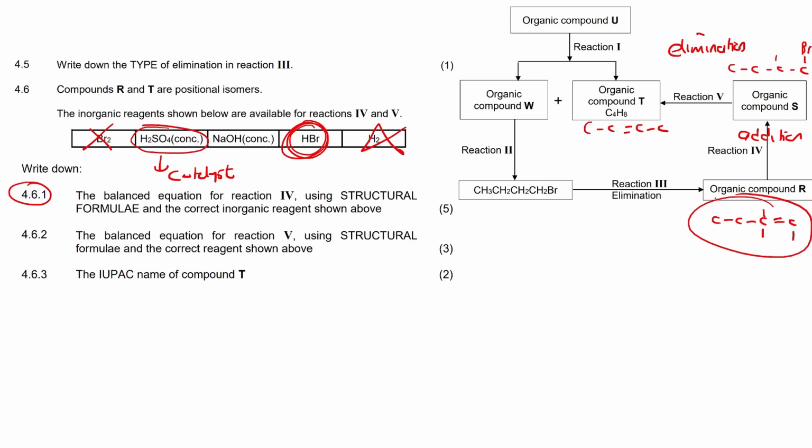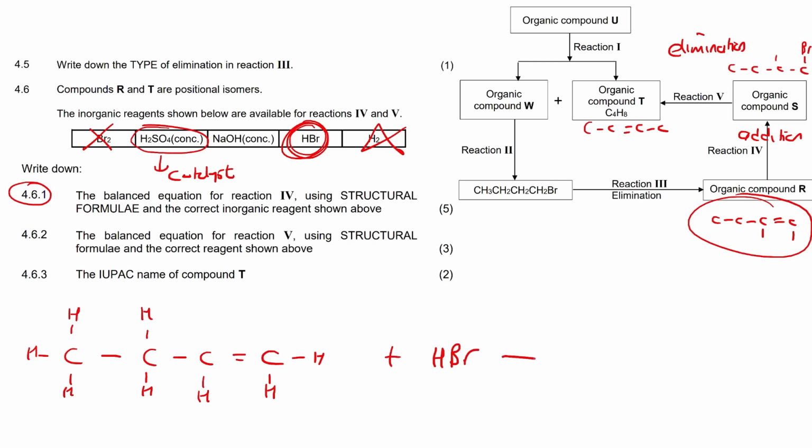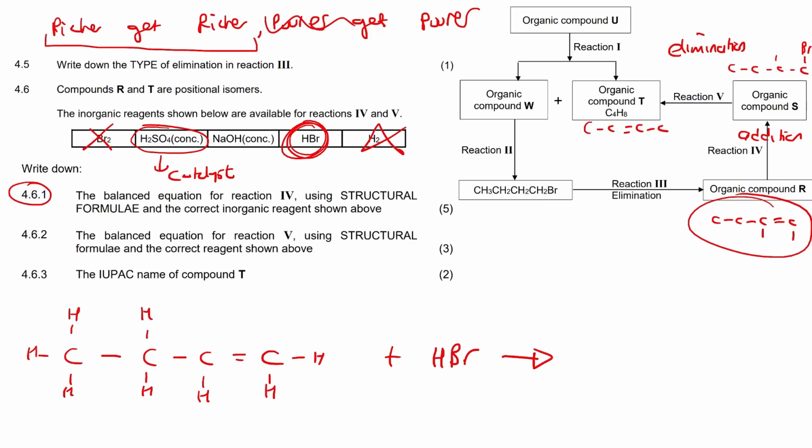So let's go write out what we have at compound R so long. We've got that over there, and then the rest is obviously all hydrogen. Okay, and then we're going to add HBr. And then to work out your products, well, here's where we're going to use Markovnikov's rule. So, you know, the richer get richer and the poorer get poorer. Well, now we're doing addition, so we're going to focus in on this part, and this part is not relevant. So how do we know where the hydrogen is going to go? Is it going to go there or is it going to go there? Well, what Markovnikov's rule tells us is that the richer get richer.